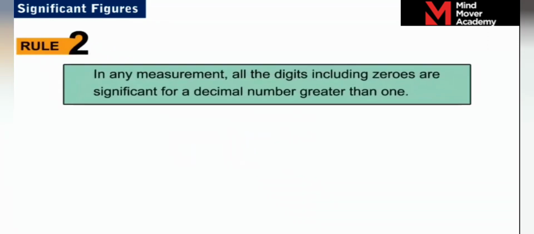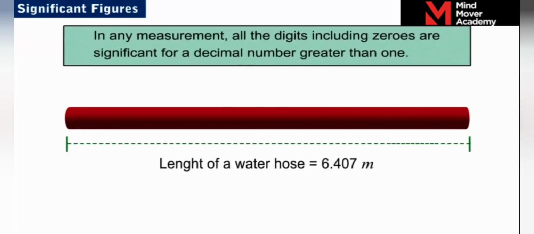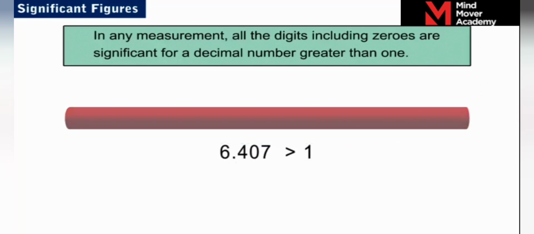The second rule says that in any measurement, all the digits including zeros are significant for a decimal number greater than 1. Here, we have the length of the water hose, which measures 6.407 meters. This number is greater than 1. There are 4 significant figures in this number.